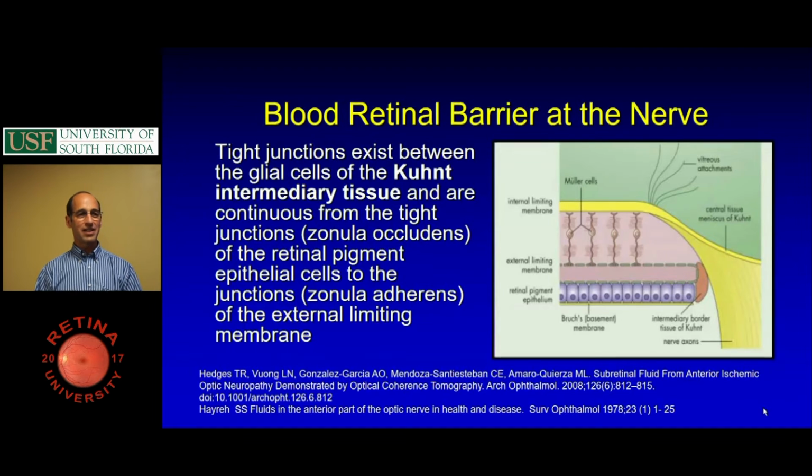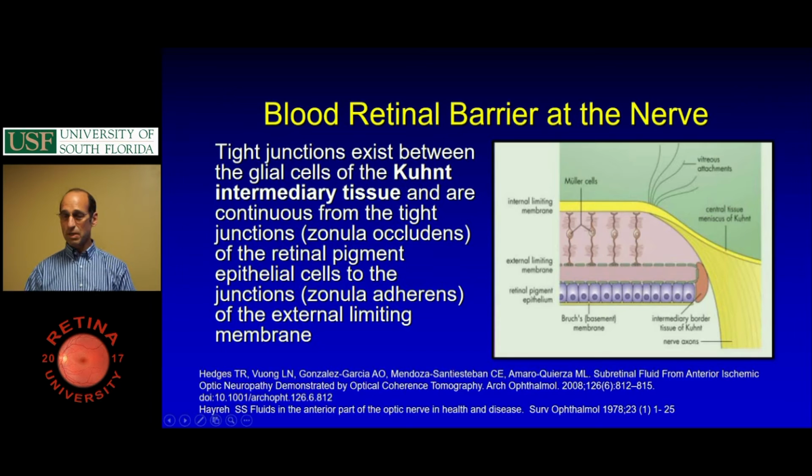The tight junction exists between the glial cells of Kuhnt, the Kuhnt intermediary tissue, pronounced that way, and they're continuous with the tight junctions of the RPE. So if you look at the slide, it's over here. Here you have your Bruch's membrane, RPE, and then that little intermediate border, which I think does sometimes show up on the boards. I don't know if that's too obscure for the boards. And then it goes into the external limiting membrane. So if that's disrupted, then fluid from the nerve can get over to the subretinal space.